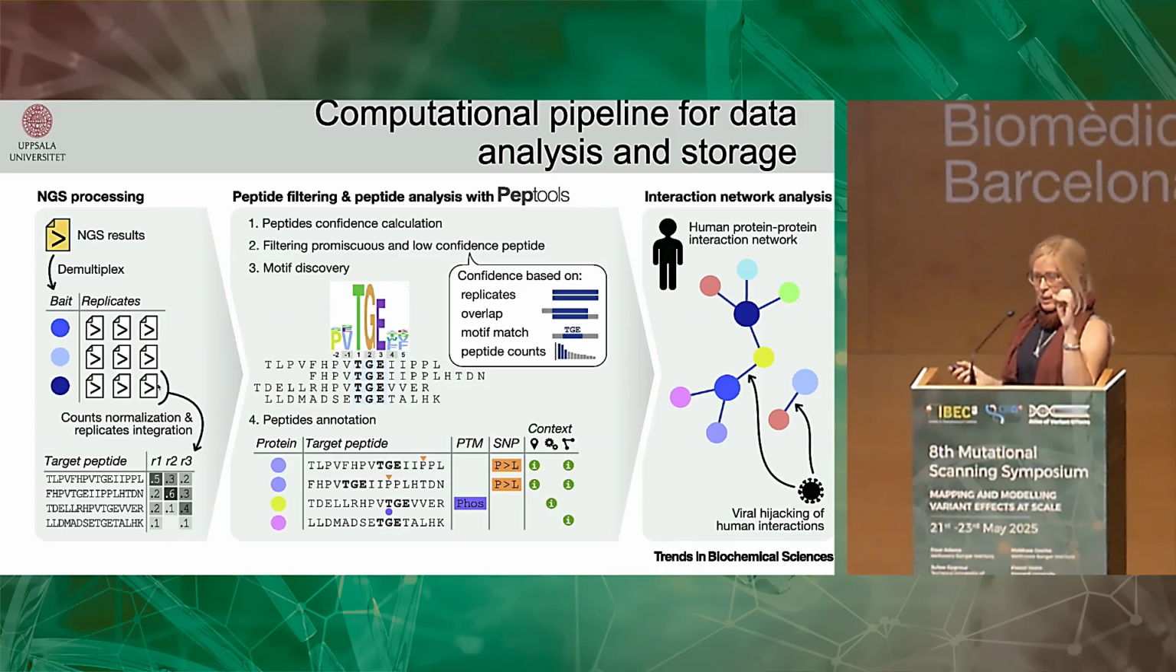So the readout is next-generation sequencing, which is fairly cheap for interactomics approaches. And then what we have built is really a complete data analysis pipeline, where we take the NGS reads and then map them back to the proteomes and assign confidence levels so that we eventually can start to map protein-protein interaction networks.